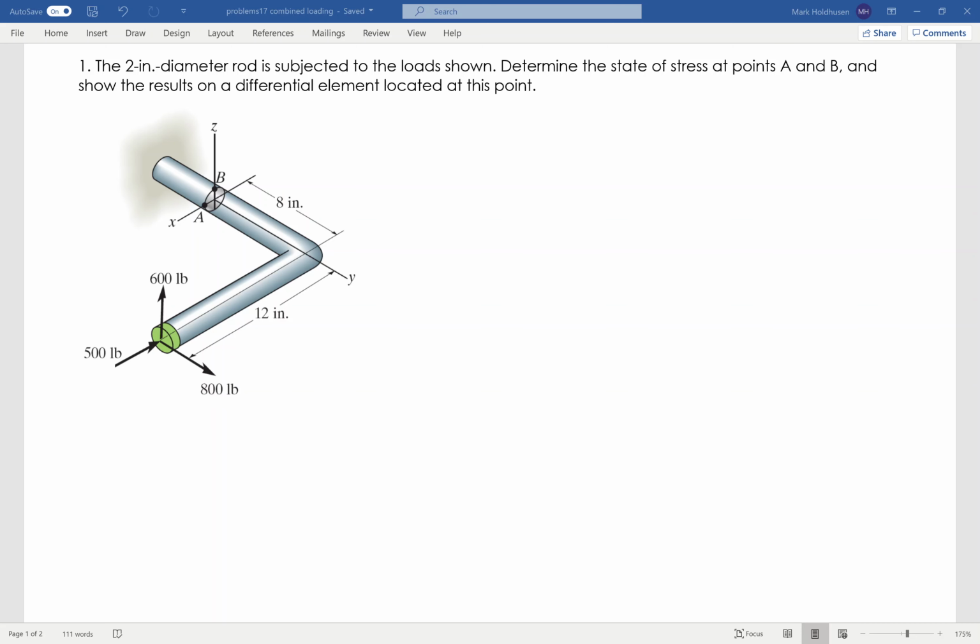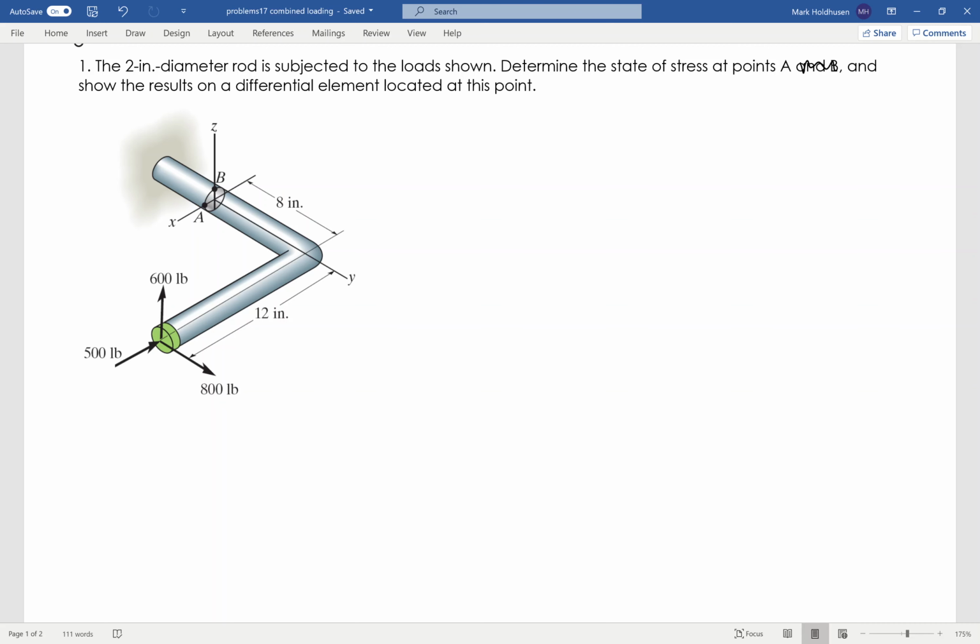Okay, so I have a rod here. It's subjected to 3 different forces now. Okay, and it's going to create all kinds of different stresses. And I'm just trying to find, let's just find the stress at A. Okay, and then go ahead and draw that on an element, and I'll show you what that looks like when we're all finished here.